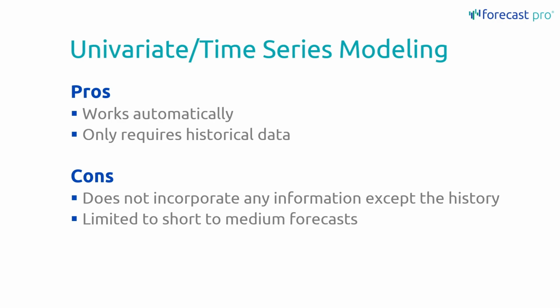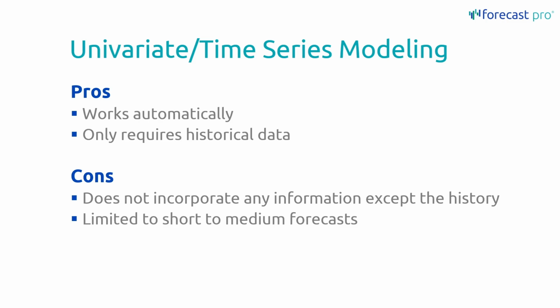So what are some of the pros and cons of univariate modeling? Well, the biggest is that it is automatic. When you push the Read and Forecast button within Forecast Pro, the expert system will automatically generate statistical forecasts for you. So at scale, with large-scale hierarchies, with thousands or tens of thousands of data sets to forecast, this is really the big advantage of univariate modeling.